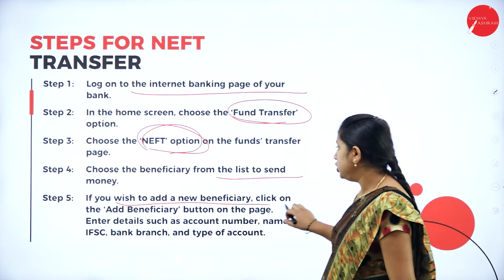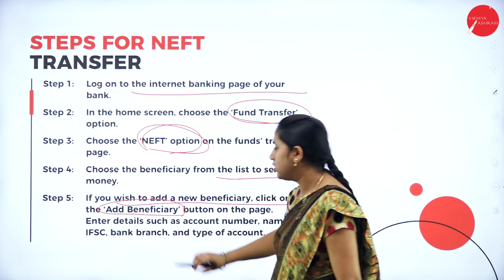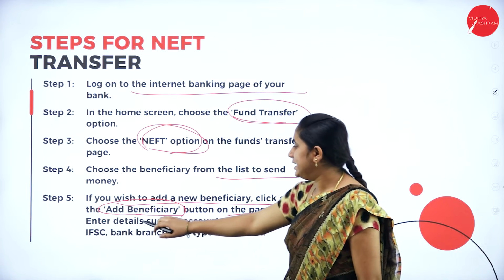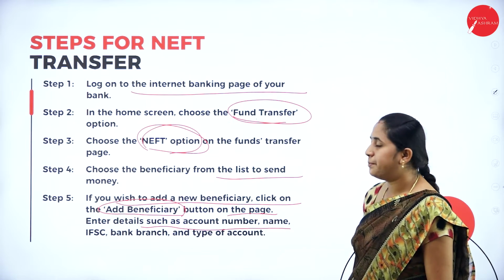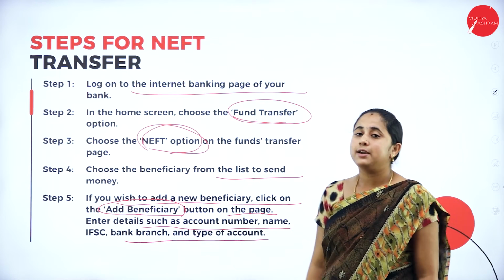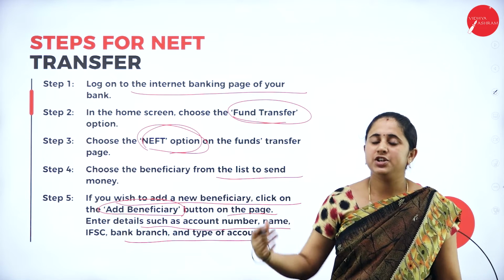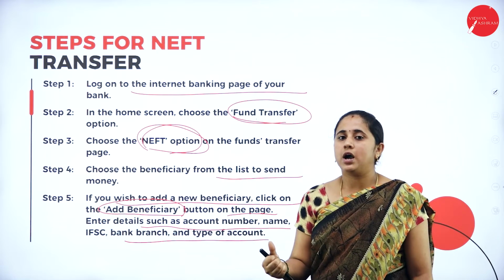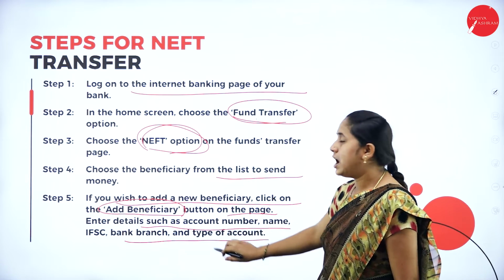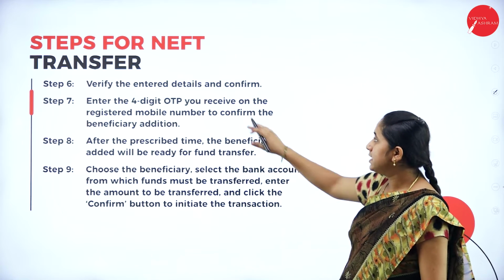If you wish to add a new beneficiary, click on the add beneficiary button on the page. Next, enter the details such as account number, name, IFSC code, bank branch, and type of account. You need to enter all the details, then click on the submit button.